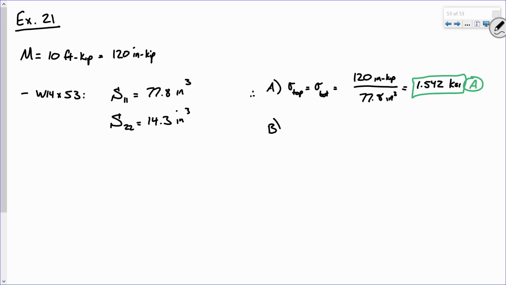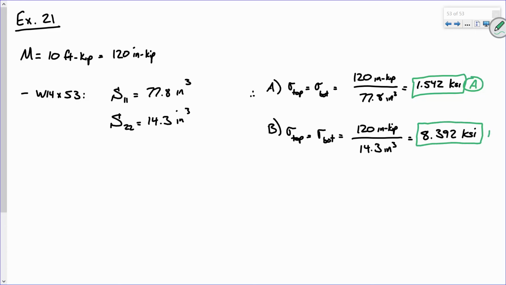Now for part B, it's the same story. And then we take that and we divide it by 14.3. And what do we get here? .392. So think about it like this. Just by taking an I-beam and bending it the other way, the stresses jump up dramatically. You know what I mean? Dramatically. So it's something that as an engineer you really need to consider.